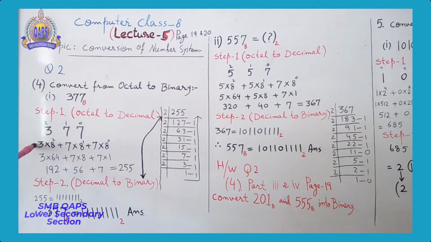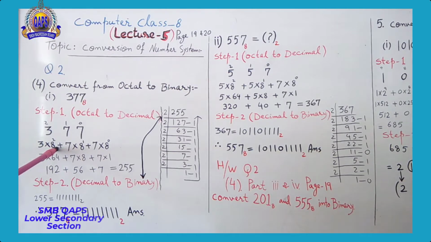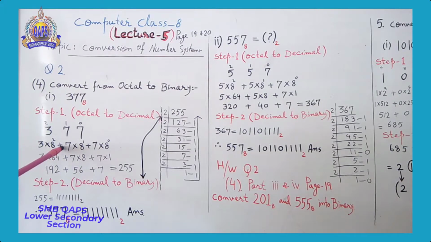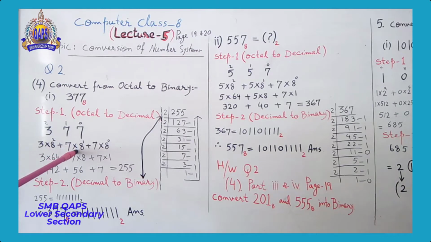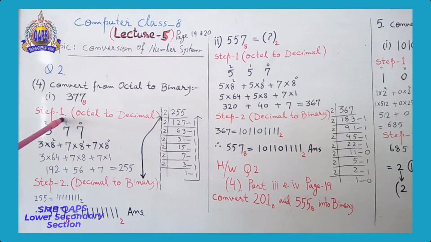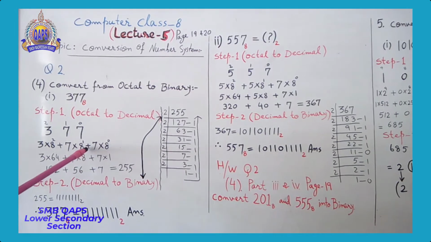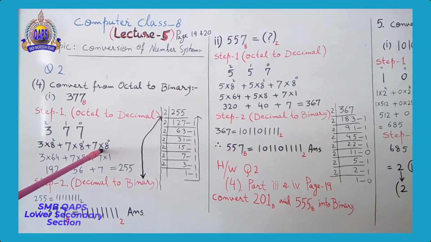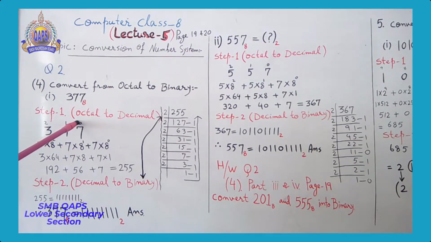3 multiply by 8 raised to the power 2, plus 7 multiply by 8 raised to the power 1, plus 7 multiply by 8 raised to the power 0.